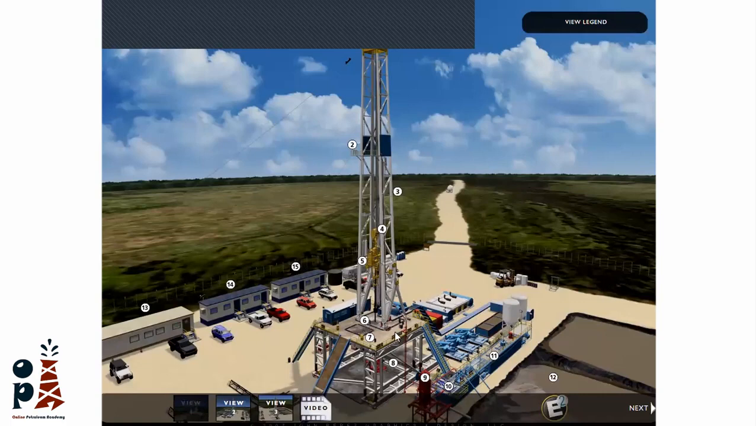Also, this area is called the rig floor. And the rig floor is the most important part of the rig. Everything happens here. You will find this one is the doghouse, or the driller's cabin.